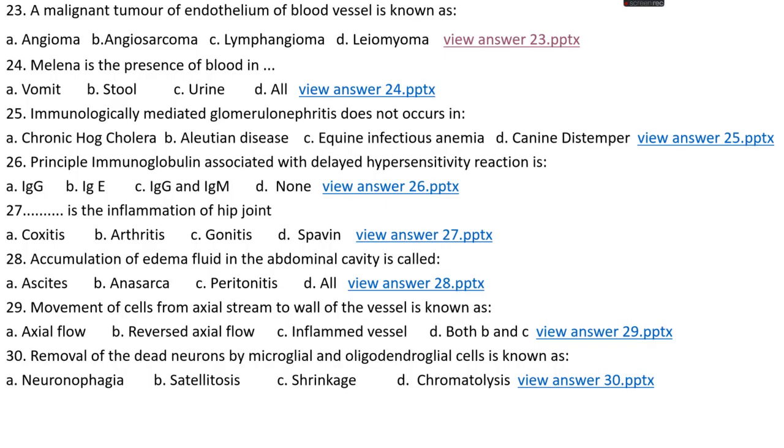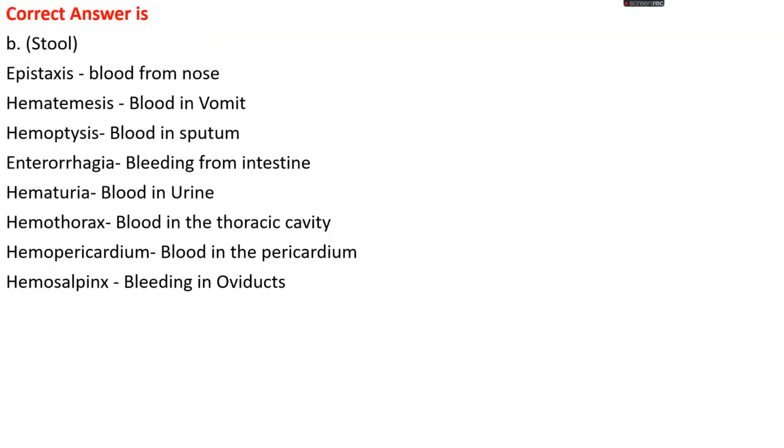Question number 24. Melena is the presence of blood in option A, vomit, option B, stool, option C, urine, option D, all. The right answer is option B, that is stool. Melena is the presence of blood in stool.